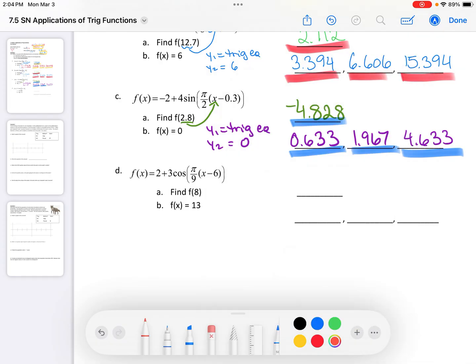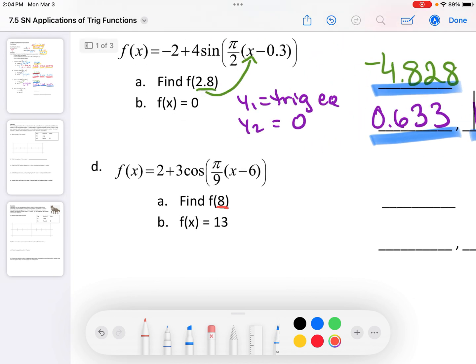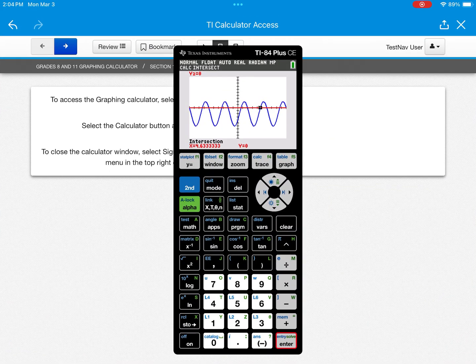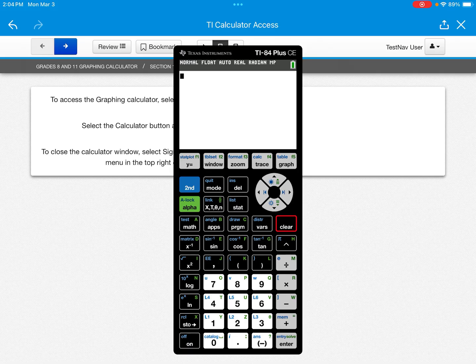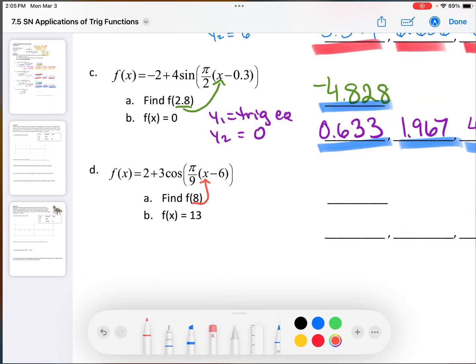Okay. Now, let's look at D. To solve D, part A, we would take this 8, plug it in for the x. We need the home screen. Second quit to get there. Clear everything off if you want to. 2 plus 3 cosine pi over 9. Open. X, our x here is 8 minus 6. Close both parentheses and hit enter. 4.298.